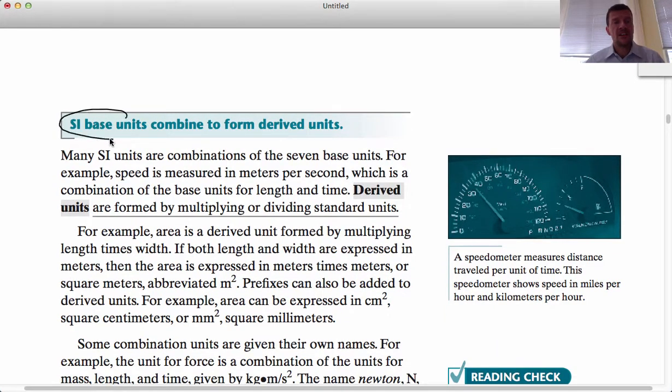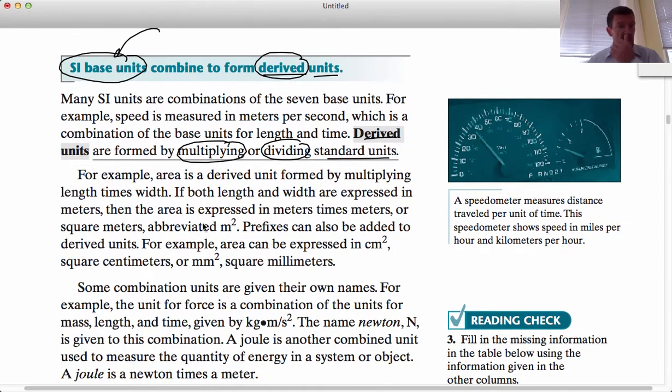If we take SI base units and we combine them, meaning we take two or more SI base units and combine them, we get what's called a derived unit. Derived means it originated from the SI base units. Okay? So derived units are formed by multiplying or dividing one or more of the SI base units.